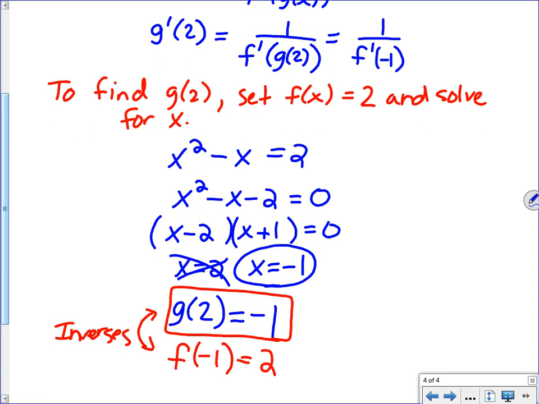Okay, so now all we have to do is find f prime and then plug in a negative 1.